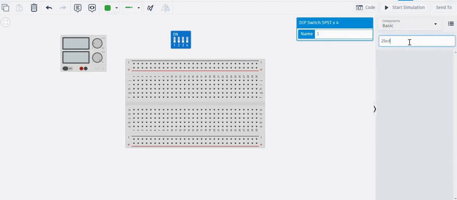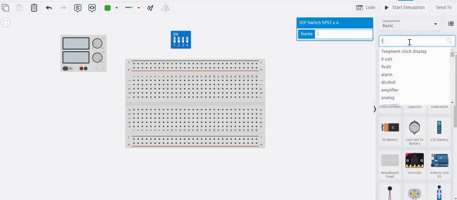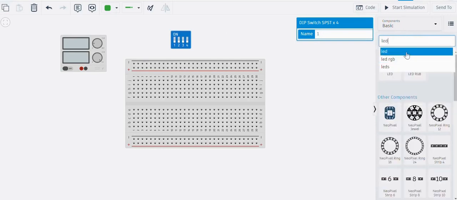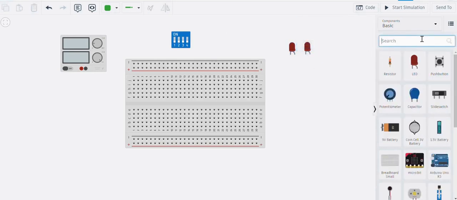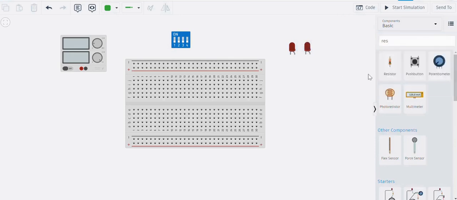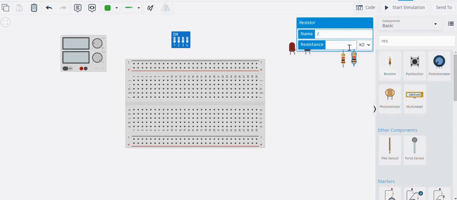We need two LEDs to take our output. So we type here LED and we take two LEDs. So we also need two resistors because LED won't be able to handle such a high voltage. So we are using a resistor. So 330 ohms would be a good choice.